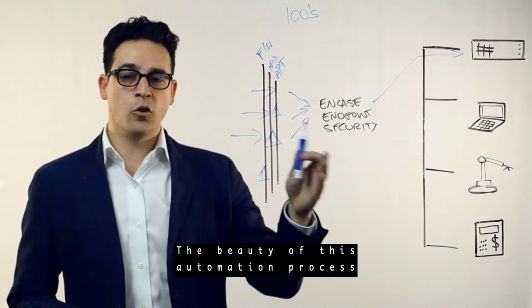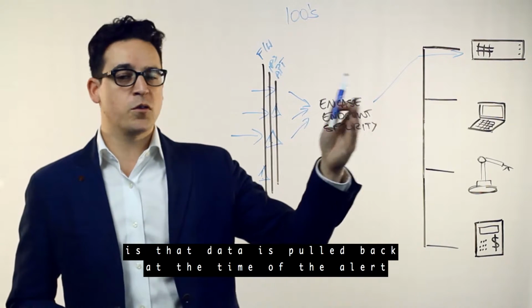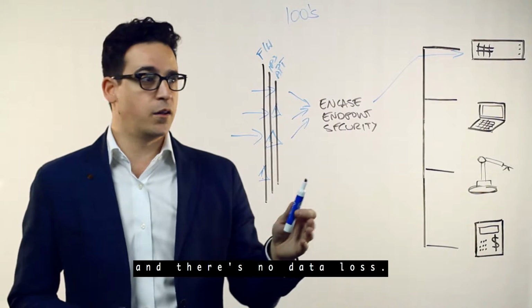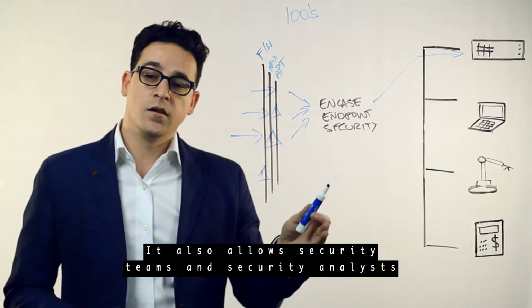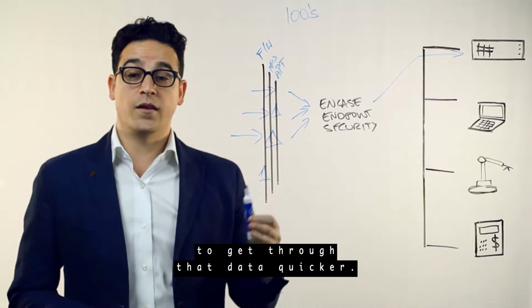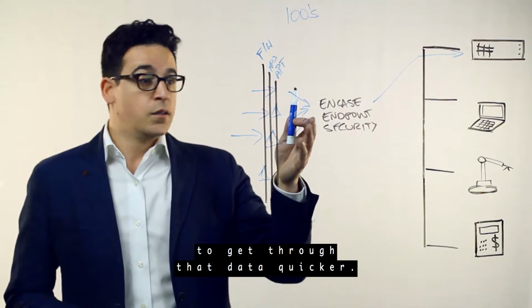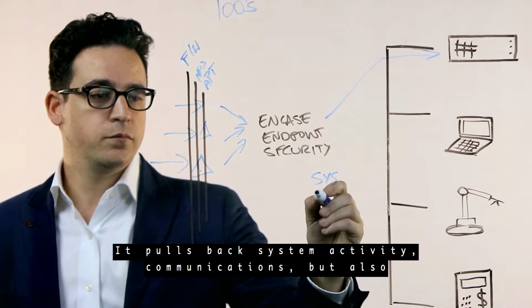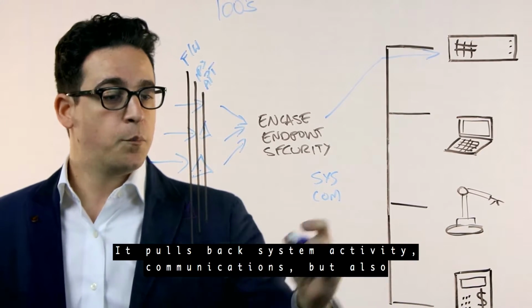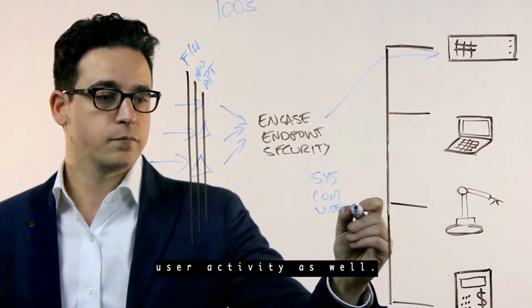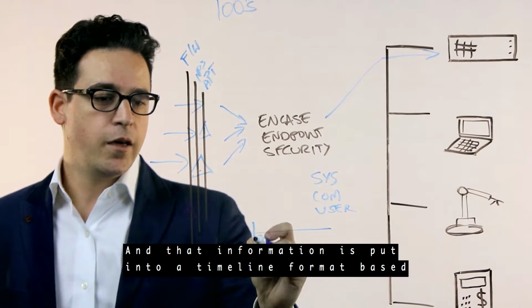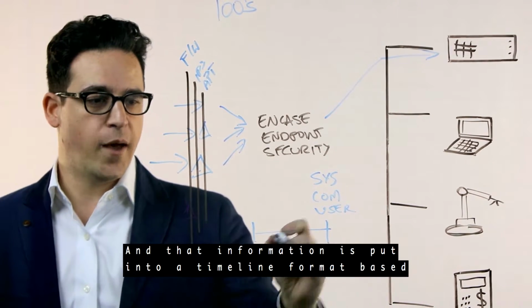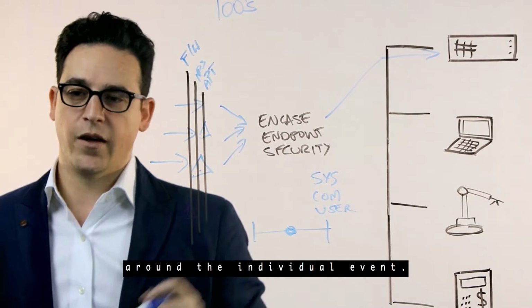The beauty of this automation process is that data is pulled back at the time of the alert and there's no data loss. It also allows security teams and security analysts to get through that data quicker. So what sort of data is pulled back? It pulls back system activity, communications, but also user activity as well. And that information is put into a timeline format based around the individual event.